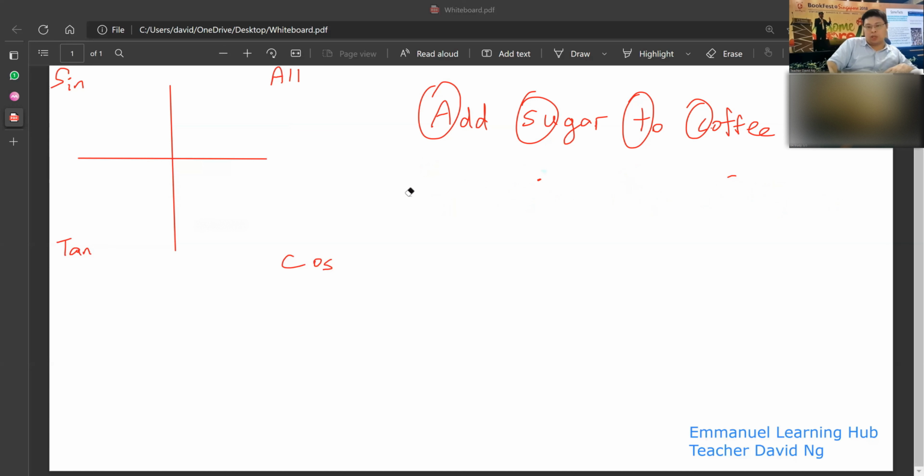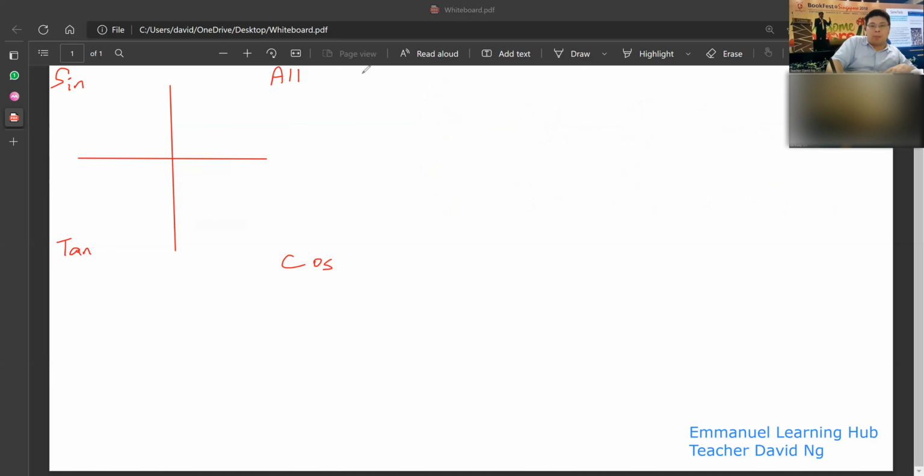How come this sequence is important? I'll explain now. Okay, what's the purpose of remembering ASTC? Okay, A stands for all. What does all mean? All means all trigo functions. All trigonometric functions. Okay, so what do I mean by down here is all trigonometric functions?